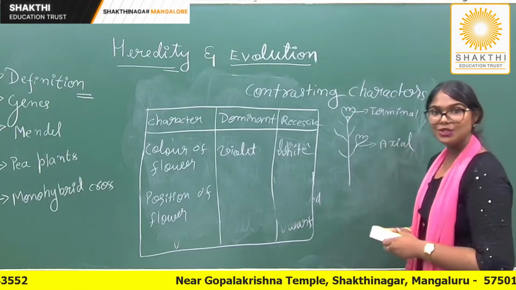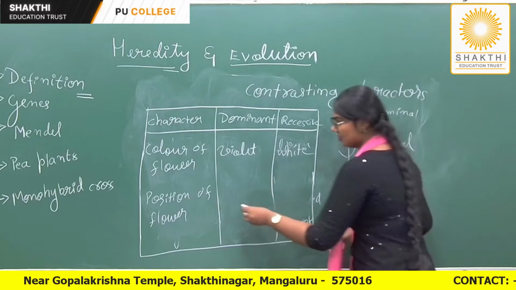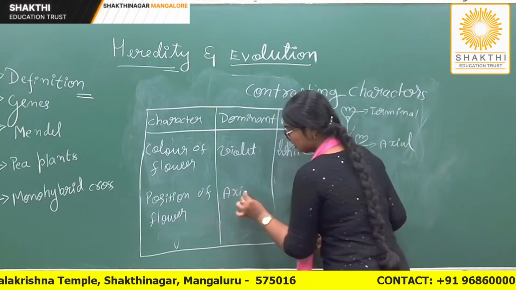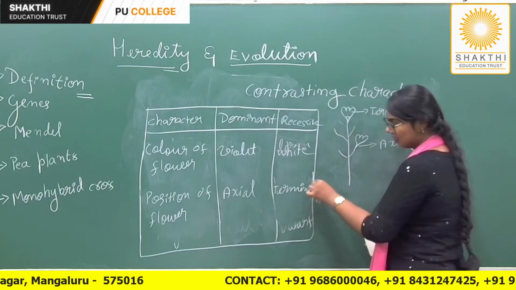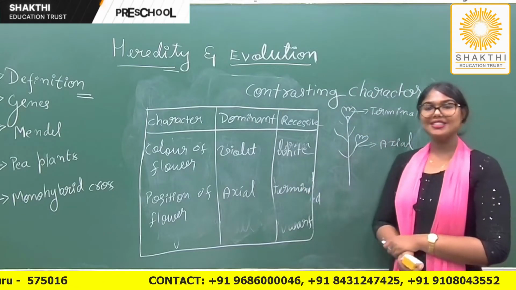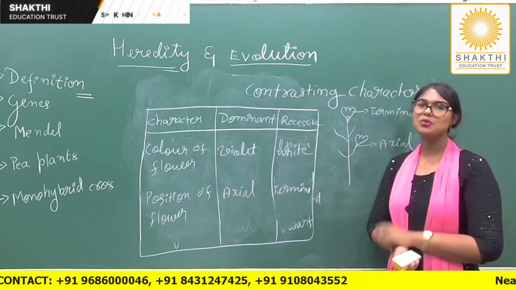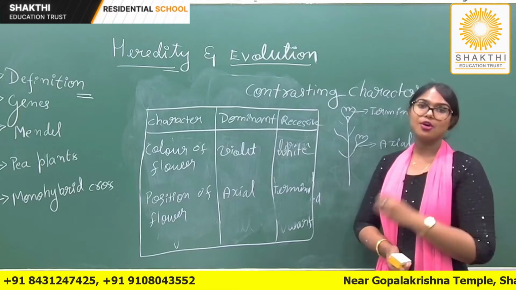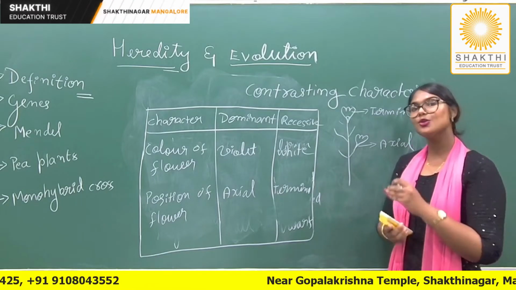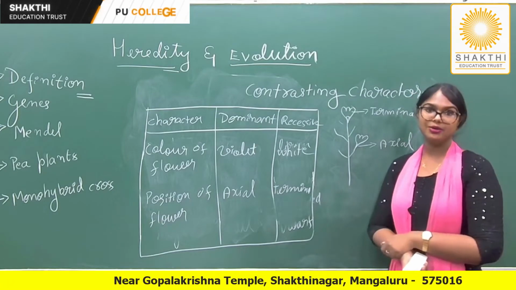So we have two types of flower, students, either terminal or axial. So these are the contrasting characters used by Mendel for his experiment. Very important for your exam. You should know at least 3 to 4 contrasting characters, because those are the characters that we will be using further in our monohybrid cross.